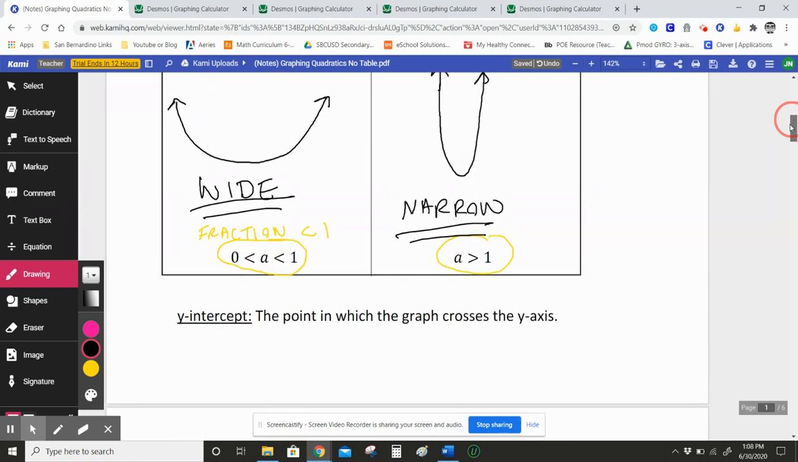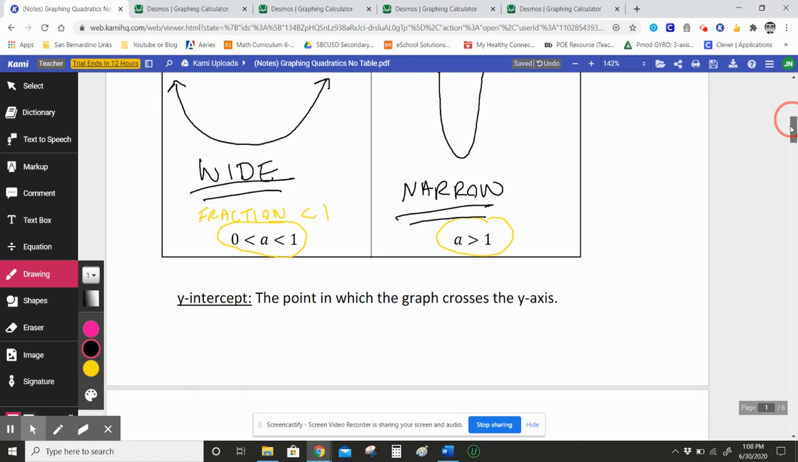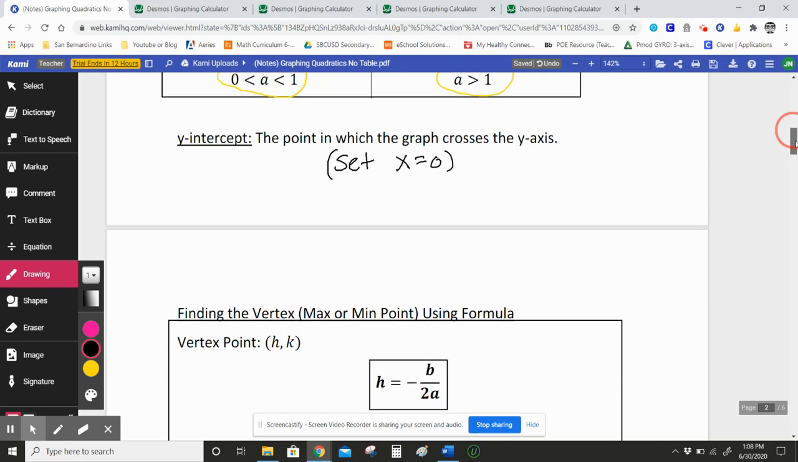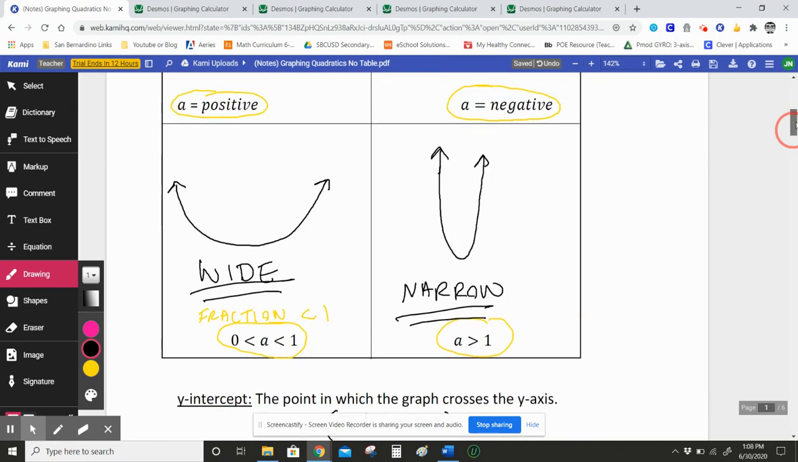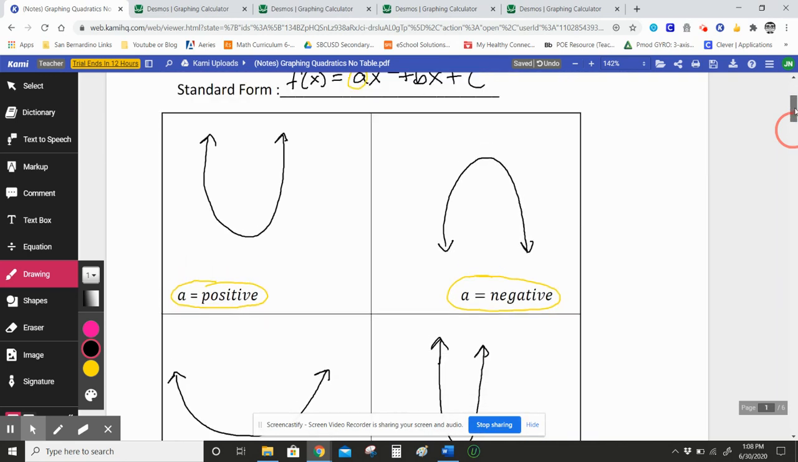The last thing we're going to look at is the y-intercept. The y-intercept is the point at which the graph crosses the y-axis. We already established in one of the previous lessons that all you have to do to find the y-intercept is set x equal to 0. Okay, so now that we established those facts, let's go over what we're going to be using to graph the parabolas in this lesson.